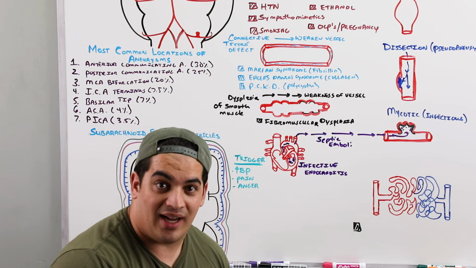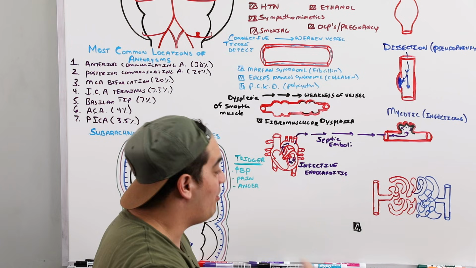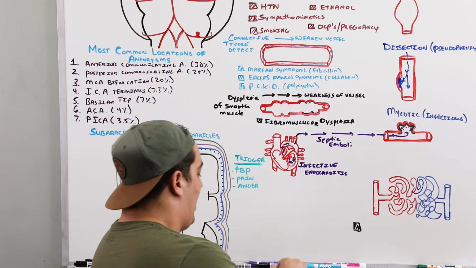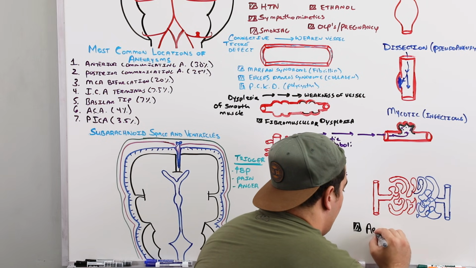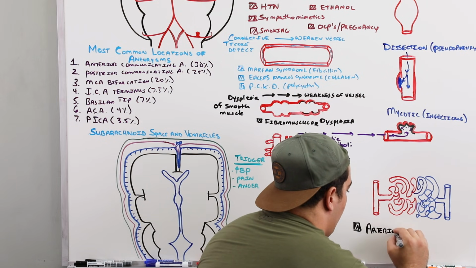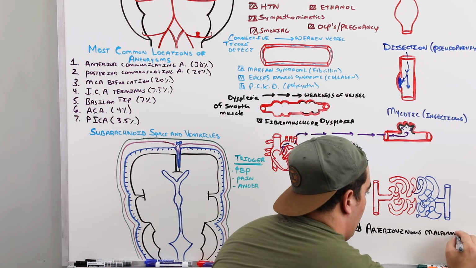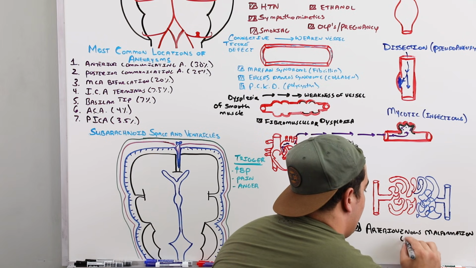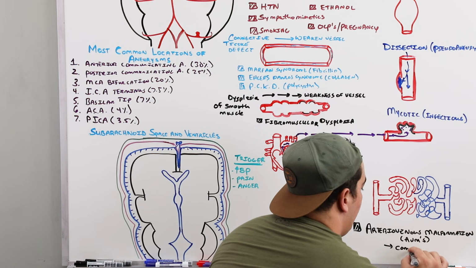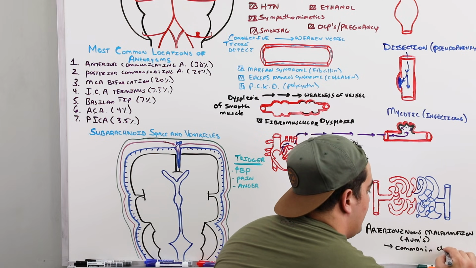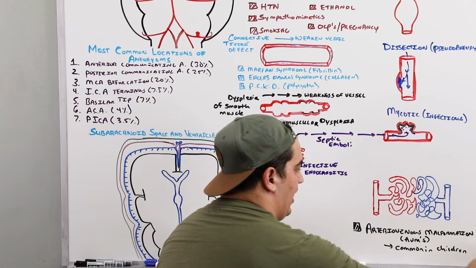The last thing I need you guys to remember is what is the last potential cause of a non-traumatic subarachnoid hemorrhage. And that last one is called an arteriovenous malformation. We also call these AVMs. What's important to remember is that these are common usually in children. So children, adolescents, younger individuals that we would see this more commonly in.